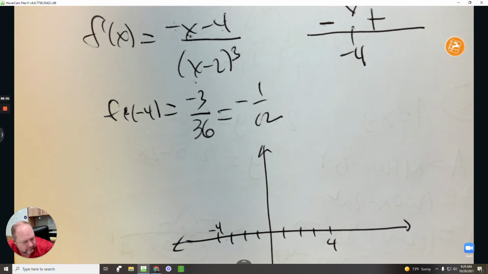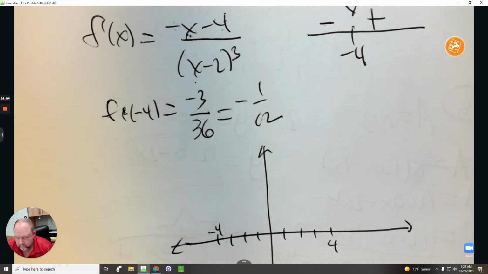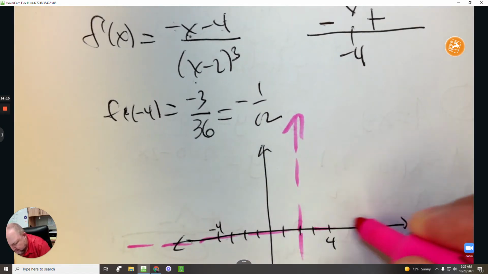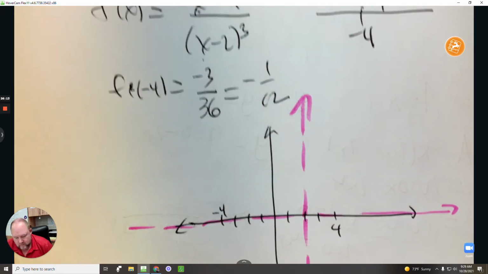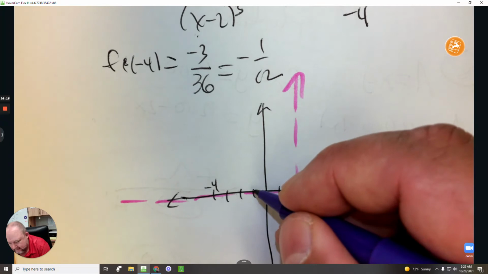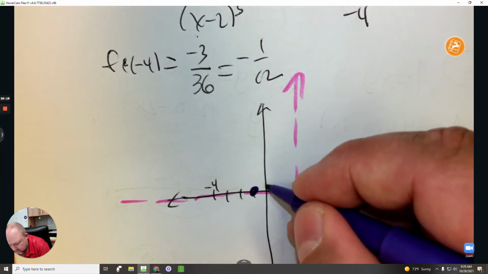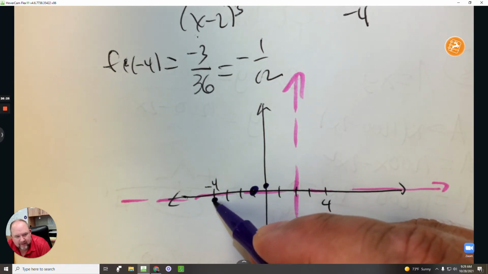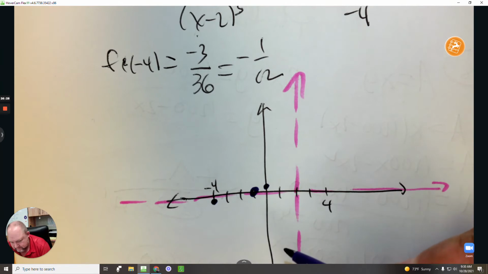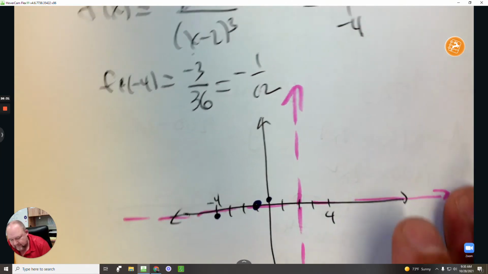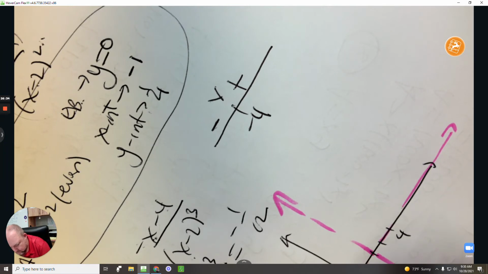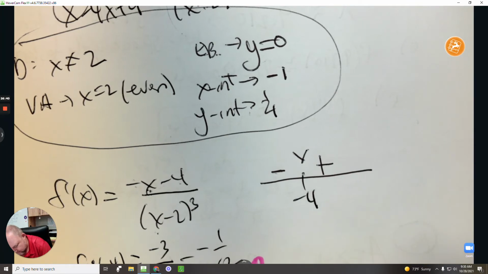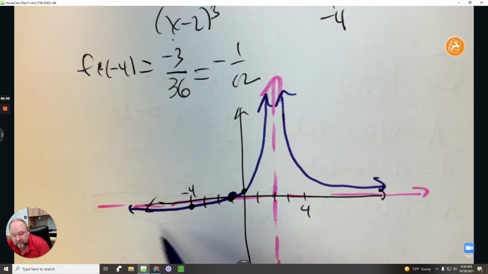So we have an asymptote at 2. Our end behavior is 0 on both ends. We have an x-intercept at negative 1, a y-intercept at a quarter, and we have a minimum point at negative 4, and it's just a little bit below. If I put this together, this is what it would look like. And I have my graph. Notice both sides are concave up.